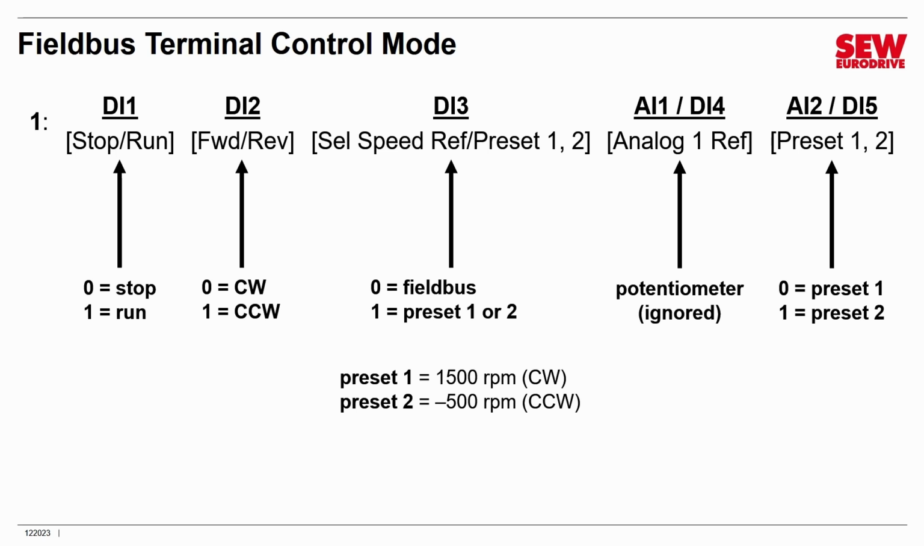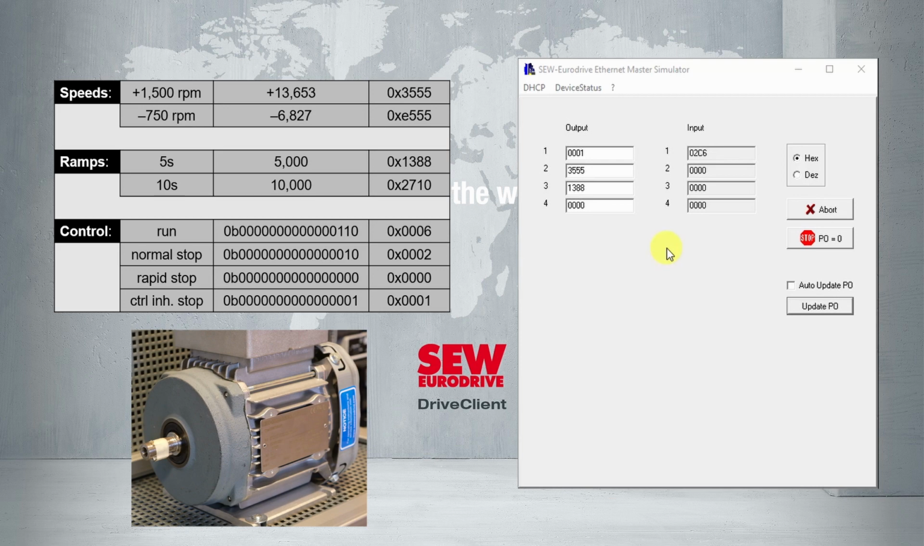So let's go back to the Ethernet Master Simulator. I'm going to fire up the speed, and then I'm going to go to my VFD and flip some switches and see if it behaves as we expect. All right, well, we need to get our motor turning first of all. So we're back in the Ethernet Master Simulator. What we're going to do is pick negative 750 RPM as our running speed. We'll change PO1 to 6 for running. Then we're going to change PO2 to E555, which will give us 750 RPM counterclockwise. We'll just keep the ramp here at 5 seconds. And we'll go ahead and start our motor by clicking Update PO.